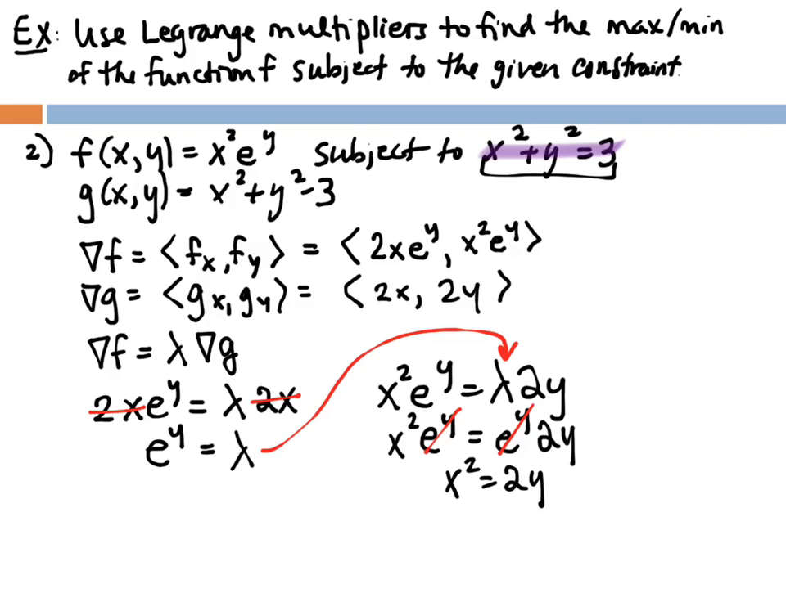Okay, so I can actually write this then. So into the constraint, let me write down what the constraint was just to remind us. X squared plus y squared equals 3. And so x squared is 2y plus y squared equals 3. So how are we going to solve this now?